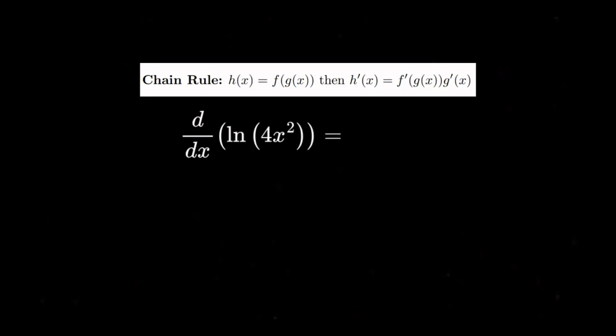The derivative of natural log is 1 divided by x. If we put it in terms of 4x squared, we get 1 divided by 4x squared. And now we need to multiply this by the derivative of 4x squared, which is 8x. And if we want to reduce the x's, we get 2 divided by x.